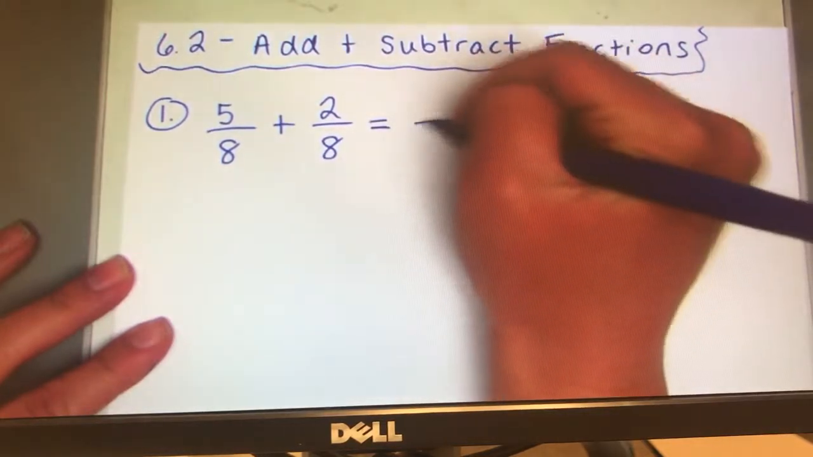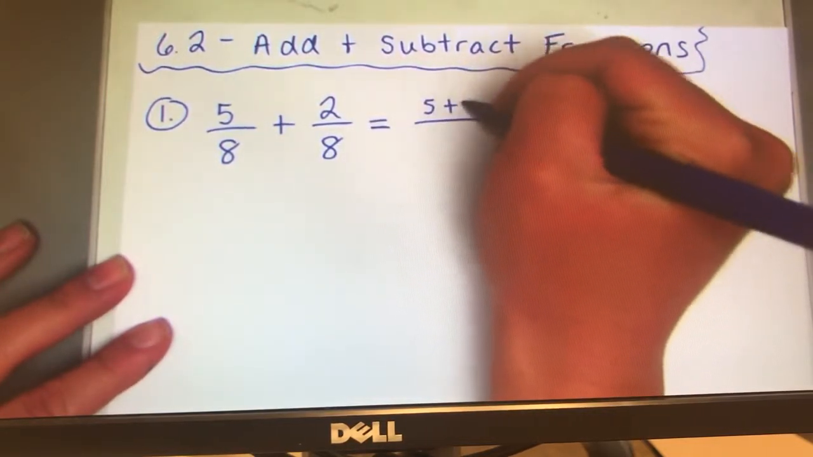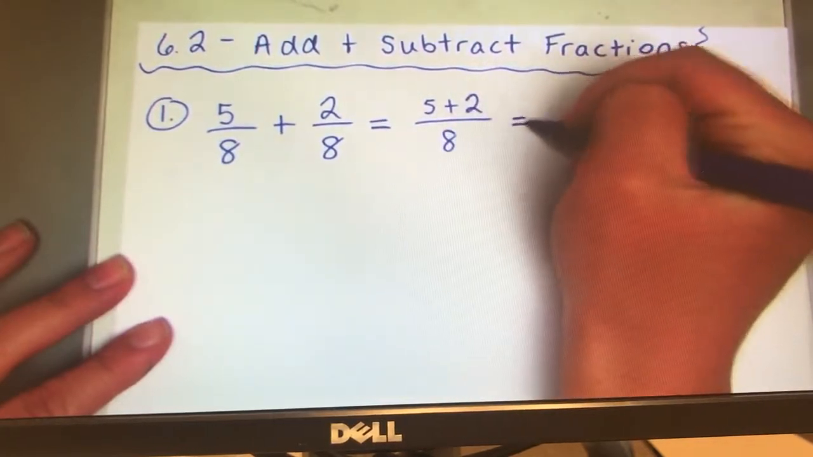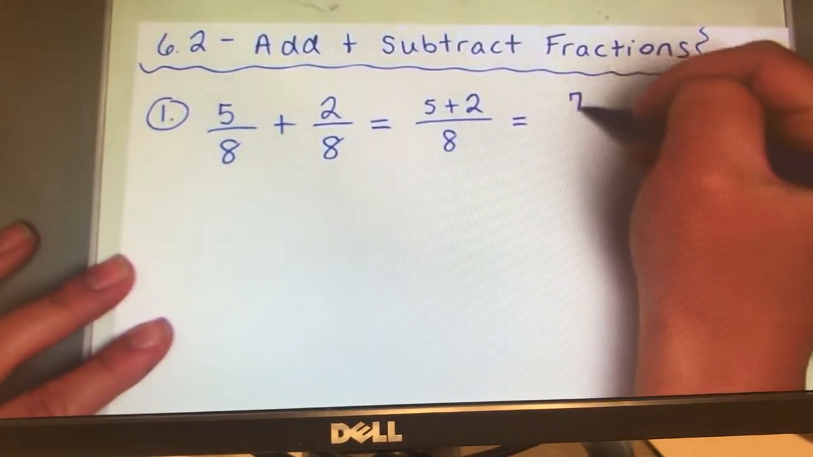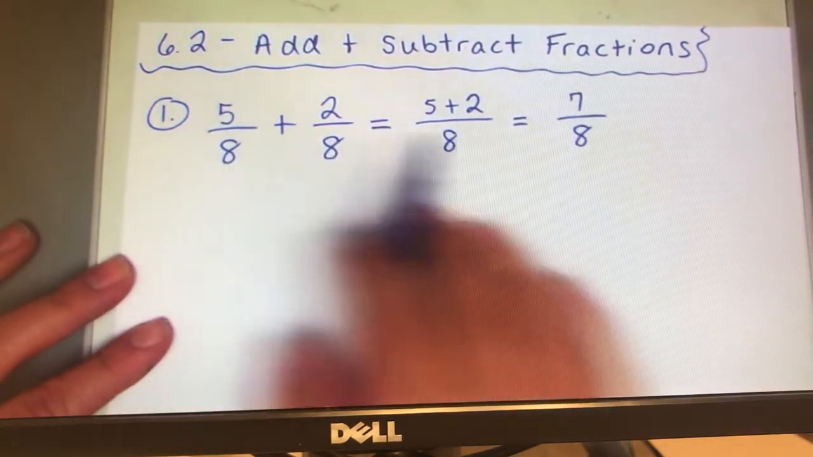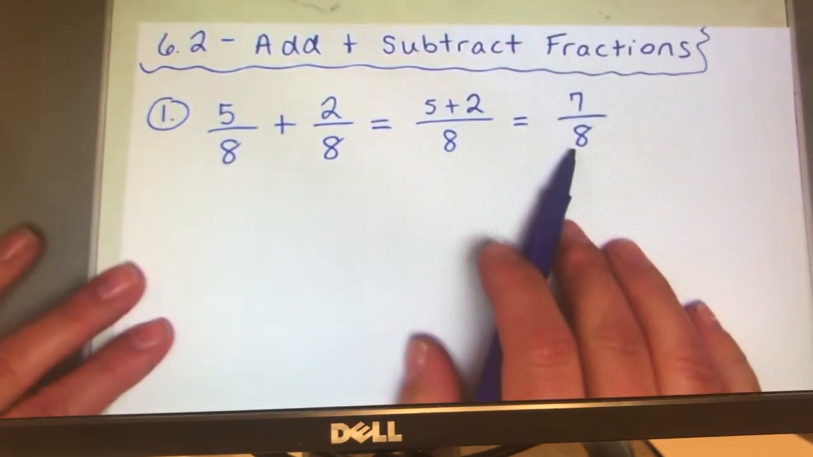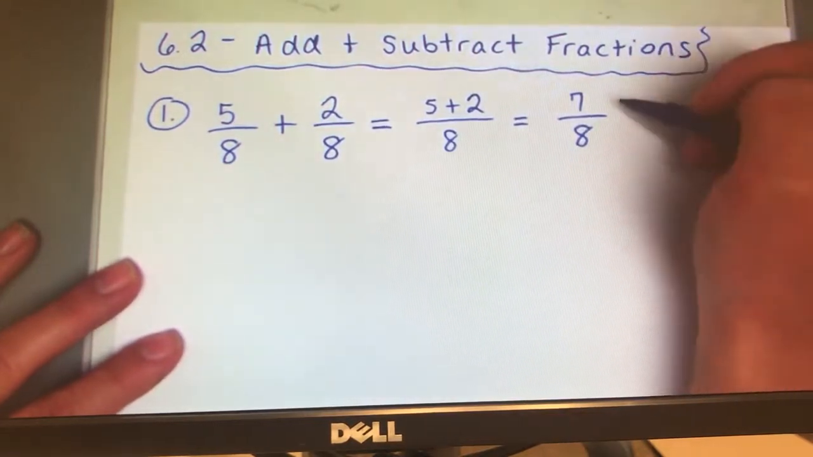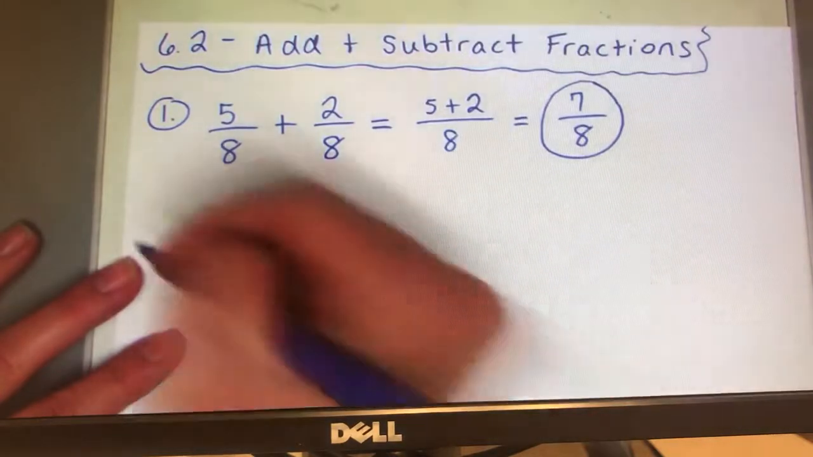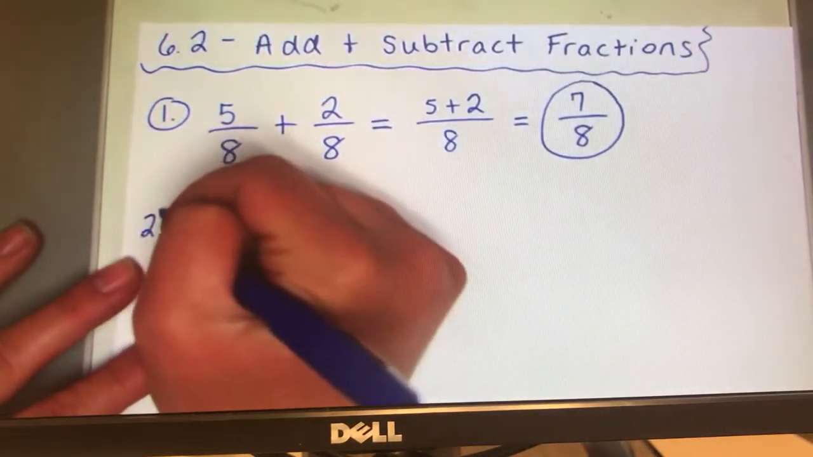So the numerator is going to be 5 plus 2, and the denominator is 8. 5 plus 2 is 7, and the denominator stays 8. So 5/8 plus 2/8 becomes 7/8. 7/8 is already in simplest form, so I'm going to circle that. We are done.